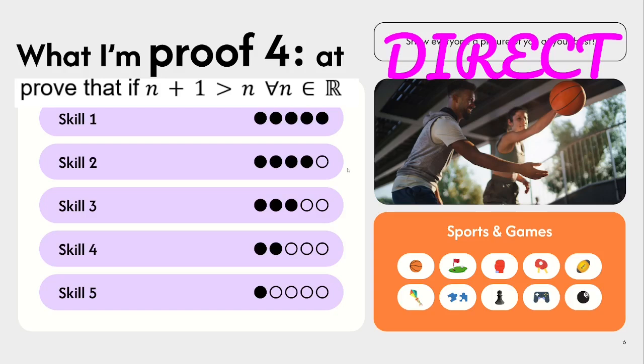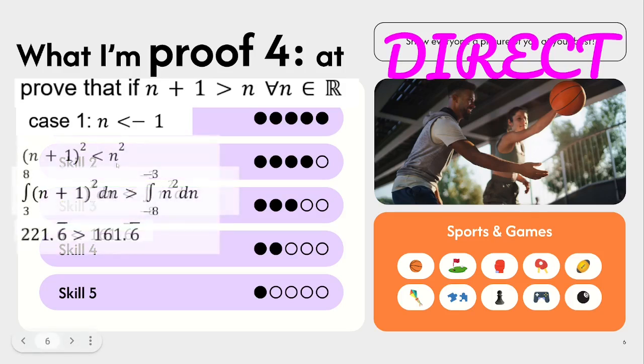So for this proof, we're going to, of course, need a few cases. So first case is if n is less than -1, we have to flip the sign of the inequality when doing some sorts of operations. So since if n is less than -1, both sides are negative. When squaring it, you have to flip the sign. So we have n plus 1 squared is actually less than n squared when n is less than -1. And of course, we can integrate both sides from 3 to 8, or -8 to -3 because it's the same thing. And that is, of course, going to get us to our answer. But we also have to flip the sign again since n is still less than -1. Both sides are negative, so we have to flip the sign again.